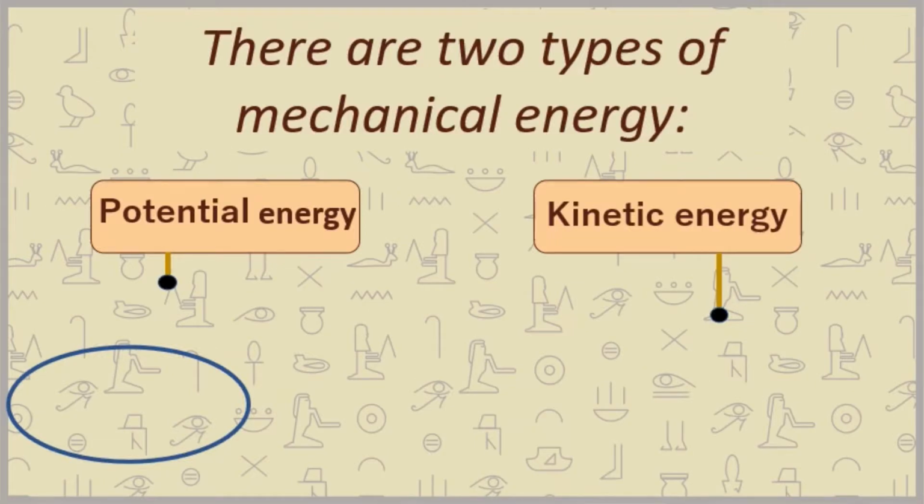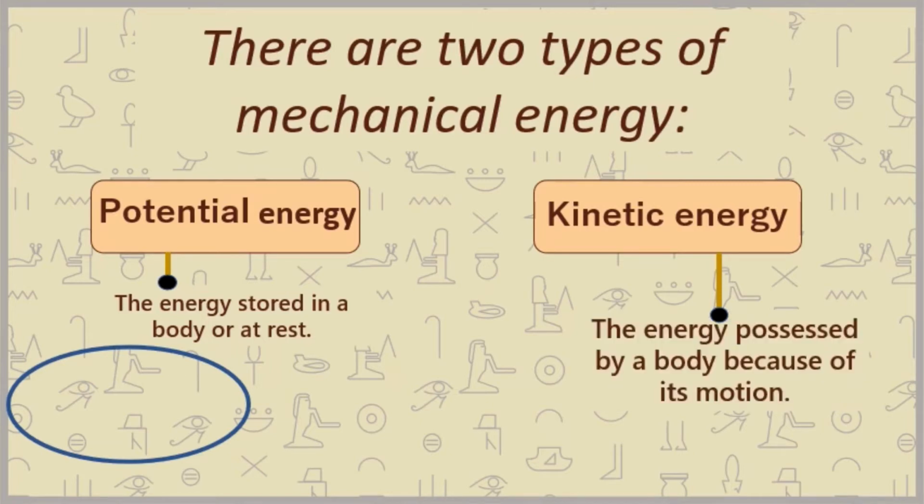There are two types of mechanical energy. We have potential energy and kinetic energy. Let us define potential energy first. Potential energy is the energy that's stored in a body at rest. Remember that, because the meaning of kinetic energy is the energy possessed by a body because of its motion. So clearly, they are different.